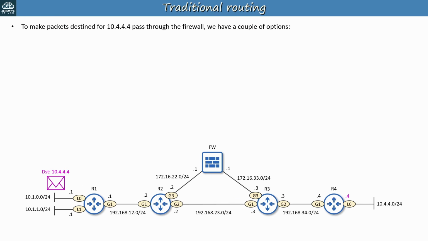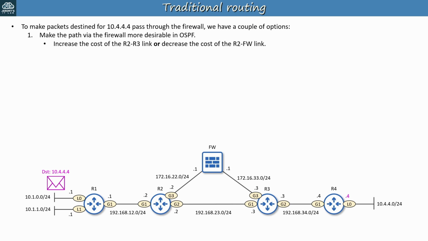To make packets destined for 10.4.4.4 pass through the firewall, we have a couple of options. Before I show them, think about what you would do, using what you know about traditional route selection. One option is to make the path via the firewall more desirable in OSPF. For example, you could increase the cost of the R2-R3 link, or decrease the cost of the R2 firewall link.